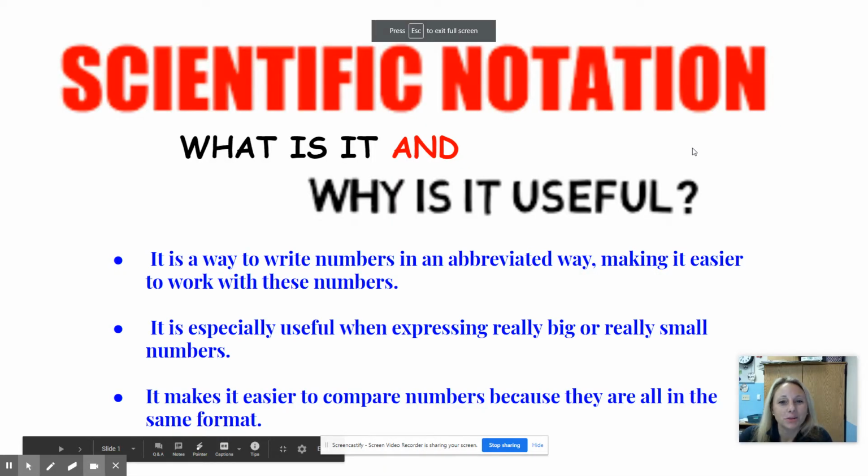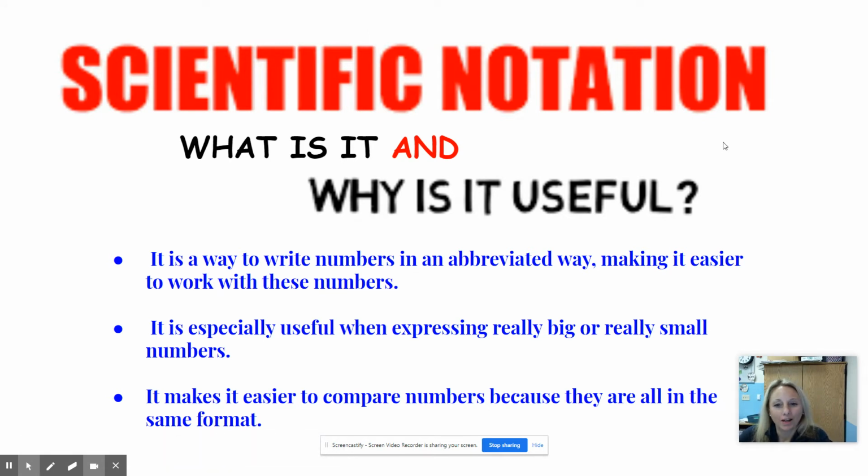Hi guys, we're going to do a little lesson on scientific notation. What is it and why is it useful? It says here, as you can read, it's a way to write numbers in an abbreviated way, making it easier to work with these numbers. It is especially useful when expressing really big or really small numbers. It makes it easier to compare numbers because they are all in the same format.